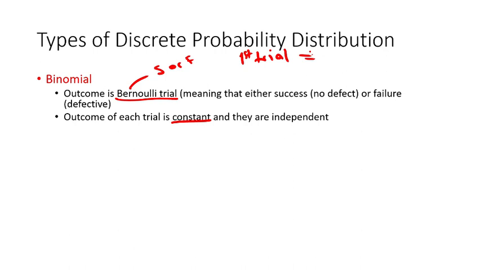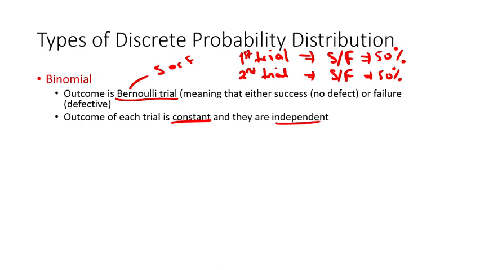trial, and then the outcome is, for example, either success or fail, and the chance is 50%. And then you try the second trial, then the outcome of success and the failure should be 50% as well. So it is a requirement, and it should be independent. So the first trial should be independent of the second one, and it should not affect the second trial. This is the Bernoulli trial, also like flipping a coin.